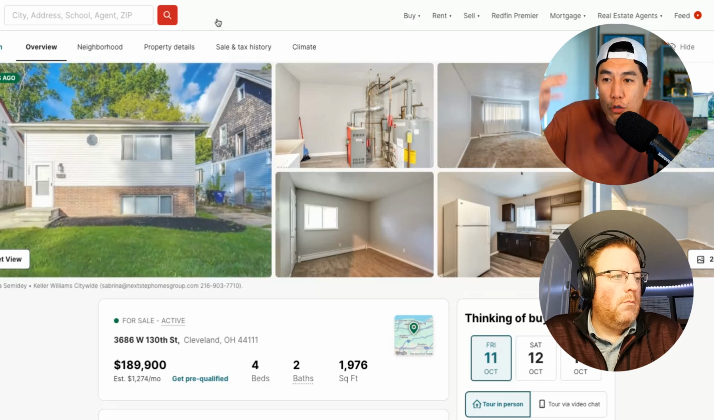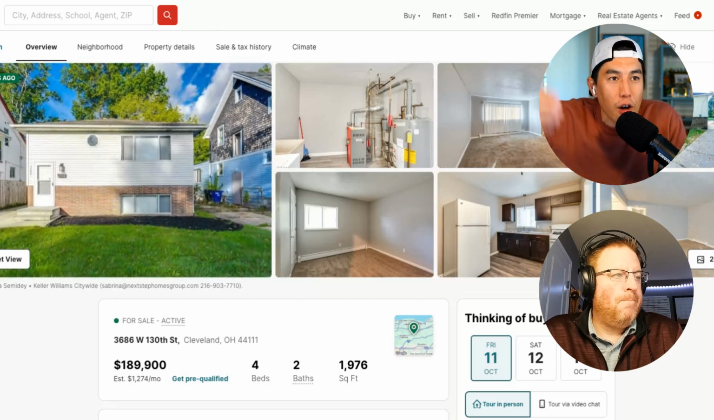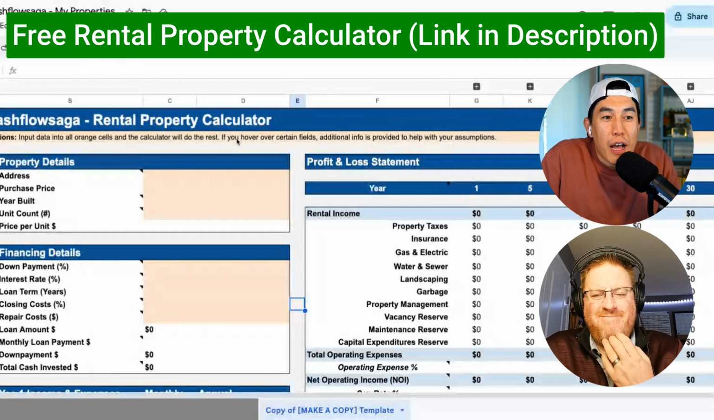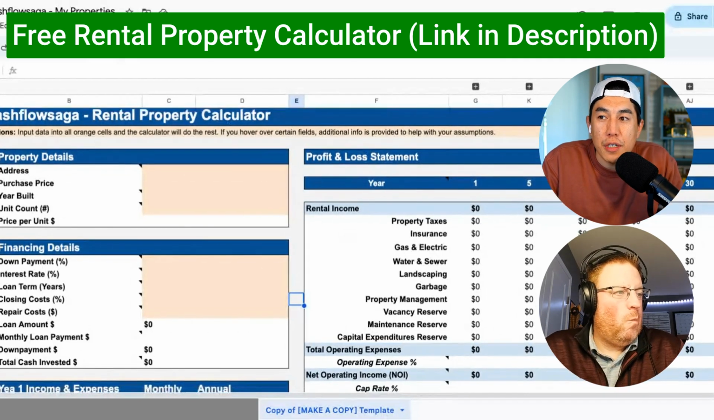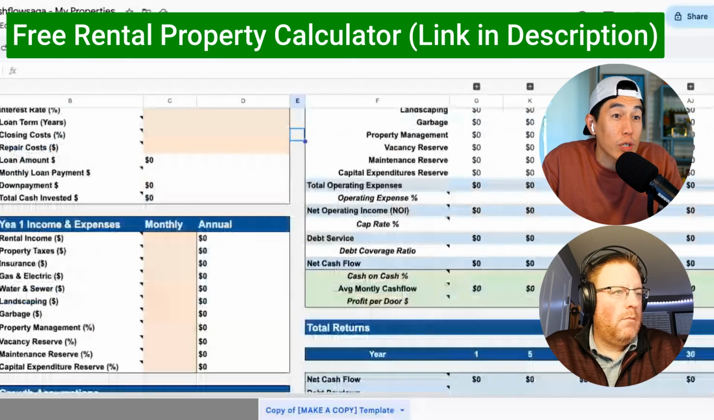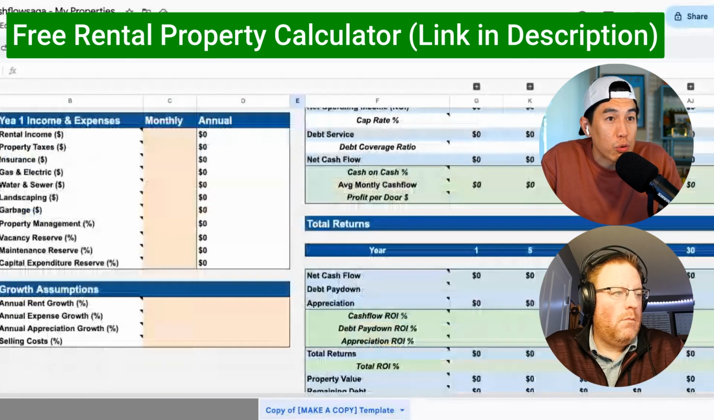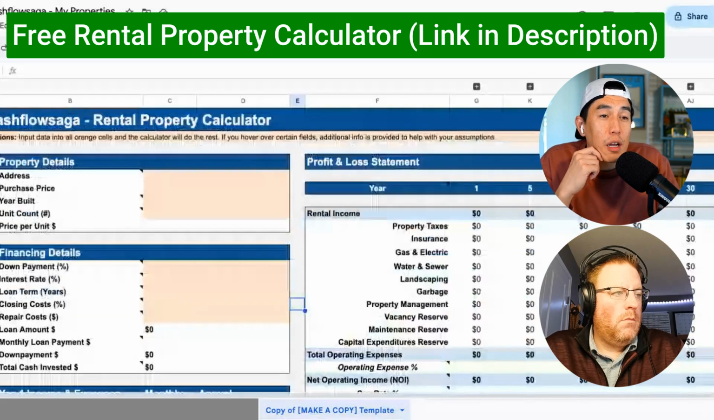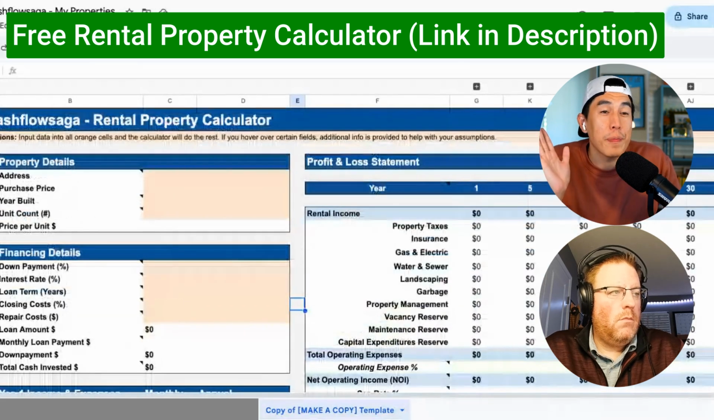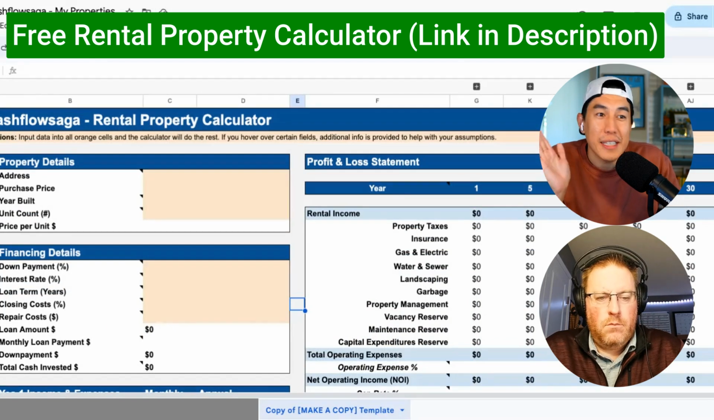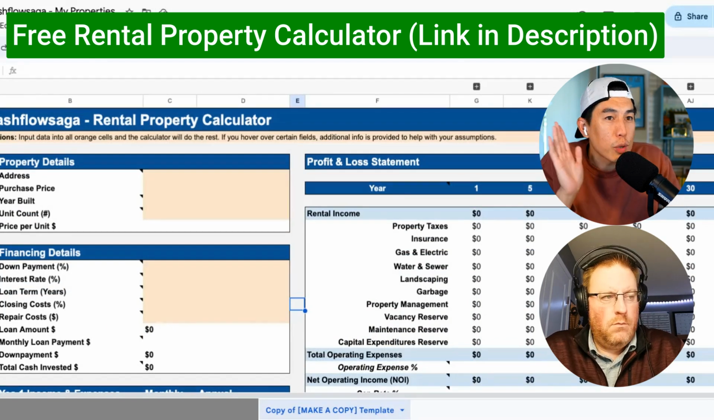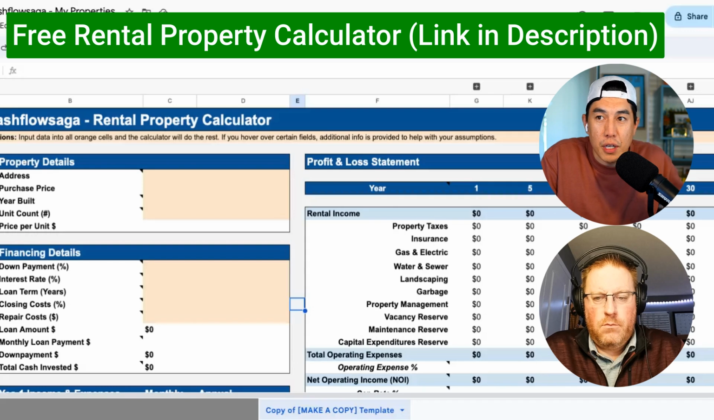But Mike, we're now going to transition to the analysis of the deal specifically. So we're looking at the rental property calculator that I built. It is a spreadsheet, and I've tried to make it as organized as possible. Analyzing deals can scare a lot of people, especially if they're not oriented toward numbers. But Mike, all we're doing here is plugging in some numbers. The calculator does a lot of the heavy lifting.